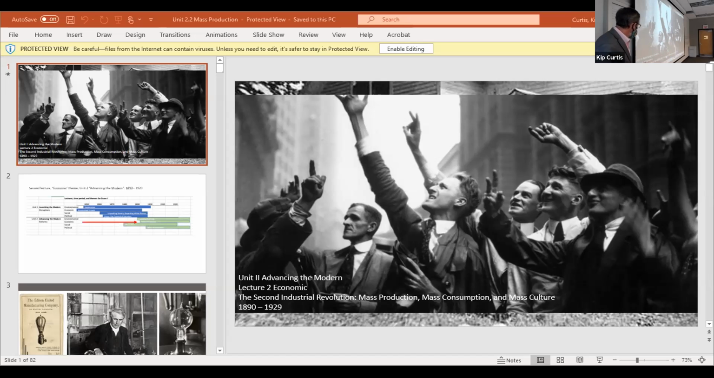So we are in Unit 2, Lecture 2 now. I've changed the title somewhat from the syllabus. I'm calling this the Second Industrial Revolution. That's the right way to characterize the economic change that took place in this period of time. And we're going to look at the way in which mass production of materials led to mass manufacturing, which led to a mass culture, right, up into the 1920s. So we're running from the 1890s. 1890 we can say, but really 1890, 1896 to 1929.